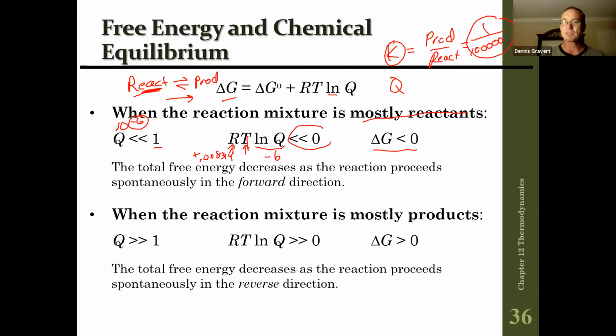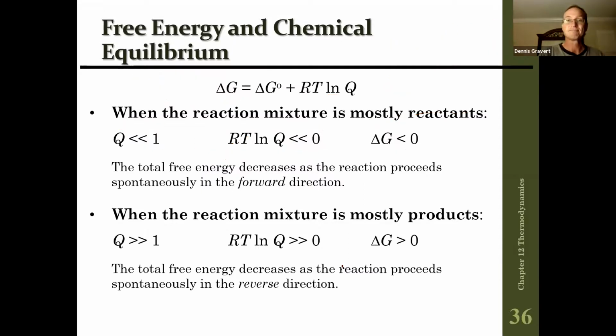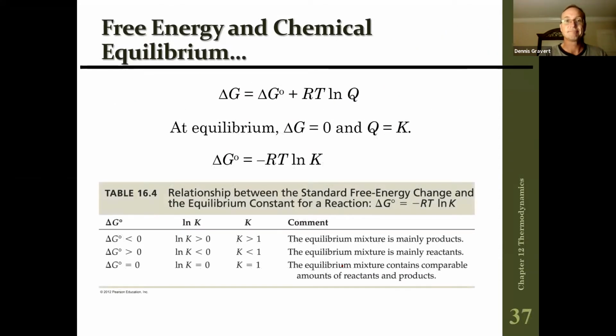And then we can say the opposite if we're mostly product. Delta G is positive and says, wait, the forward direction is not the right spontaneous reaction. Reverse it and it's spontaneous. So it needs to go backwards. If you have too many products, it needs to go back and make more reactants. And then you get delta G equals 0 at equilibrium. And it's just reiterating what we just went over.